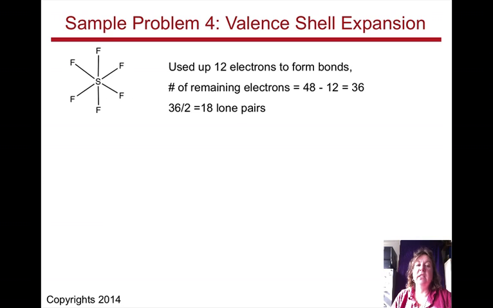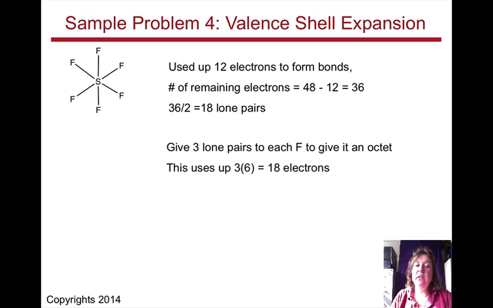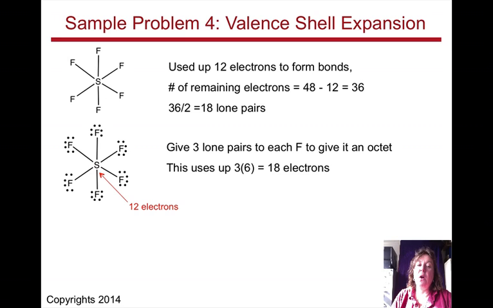So then let's just connect up the sulfur and the fluorines, each with single bonds. That has used up a total of 12. That means we have 48 minus 12, which is 36 extra valence electrons. 36 divided by 2 is 18 lone pairs. And 18 is a nice even number because 18 divided by those 6 fluorines means that each fluorine gets 3 lone pairs. And when we do that, each one of those fluorines then has a complete octet, but there are 12 electrons around sulfur. This could create issues.